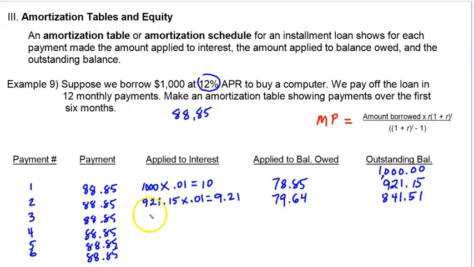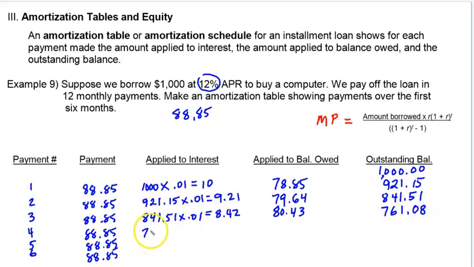Now I'm going to apply interest toward that outstanding balance. 1%. That's $8.42. So the amount applied to the balance will be my payment minus the interest. That's $80.43. And then $841.51 minus $80.43 is how much is still left on the balance. And so you can see how it's pretty repetitive.